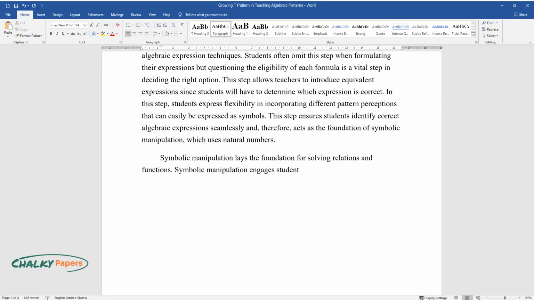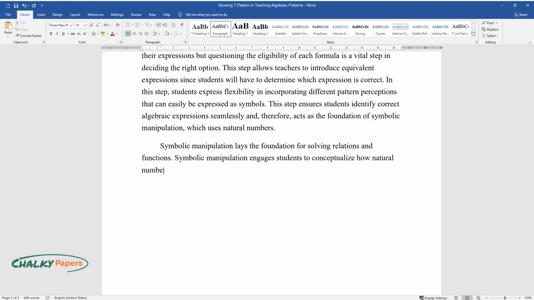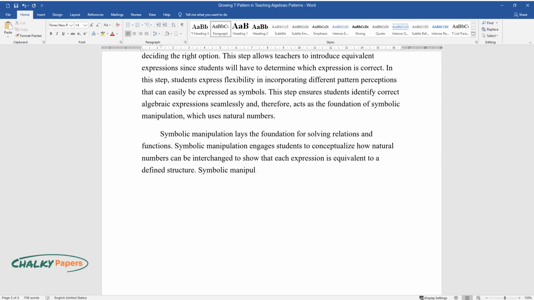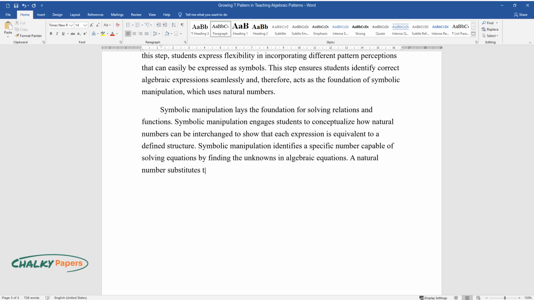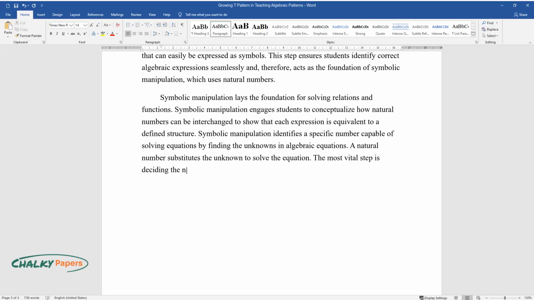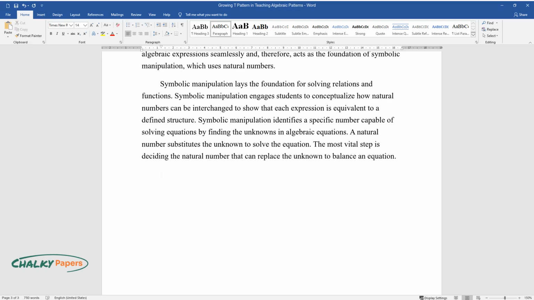Symbolic manipulation engages students to conceptualize how natural numbers can be interchanged to show that each expression is equivalent to a defined structure. Symbolic manipulation identifies a specific number capable of solving equations by finding the unknowns in algebraic equations. A natural number substitutes the unknown to solve the equation. The most vital step is deciding the natural number that can replace the unknown to balance an equation.